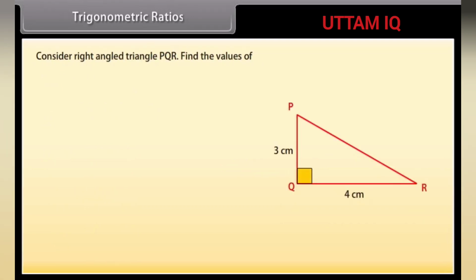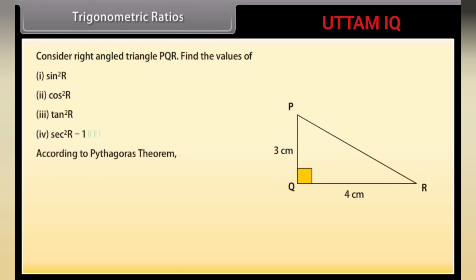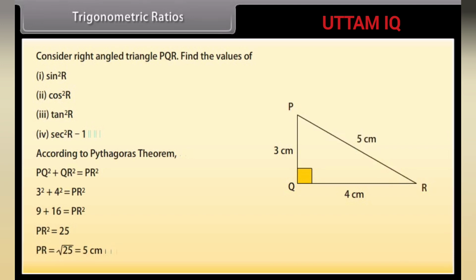Consider right-angled triangle PQR. Find the values of sin square R, cos square R, tan square R, sec square R minus 1. According to Pythagoras' theorem, PQ square plus QR square is equal to PR square. By substituting the values, we get 3 square plus 4 square equals PR square. Now, by calculating it, we get PR is equal to square root 25, which is 5 centimeters.